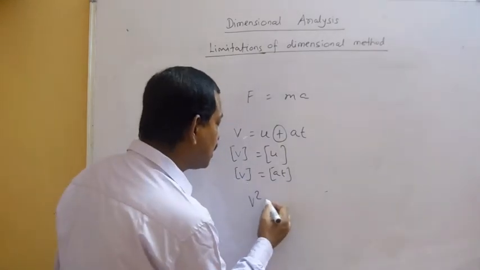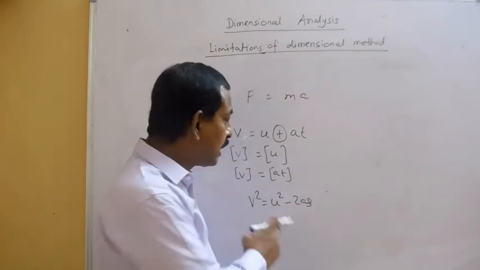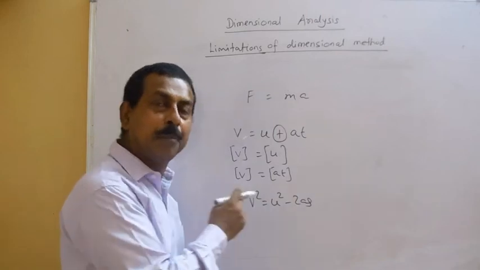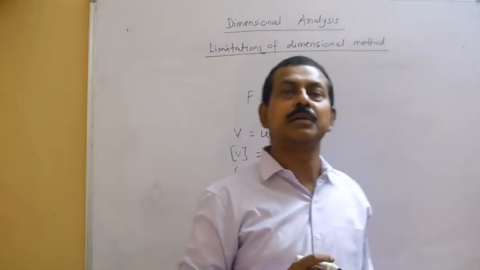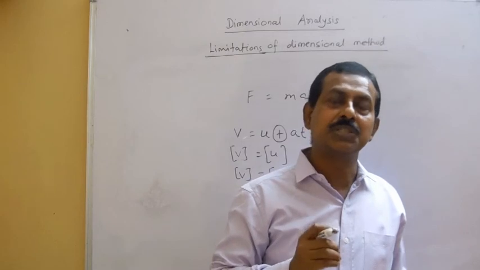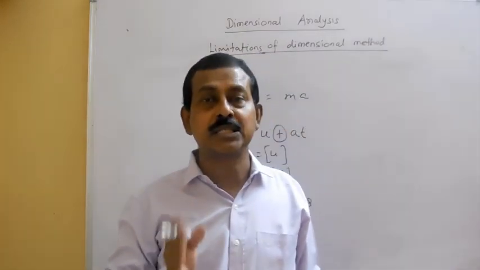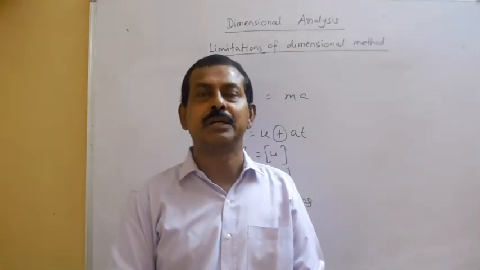We cannot get a relation like V square minus U square equals 2AS. We cannot get this relation in this form by the dimensional method. We can use the dimensional method only to get the functions or relations which are given by a product or division, not by sum or difference. So these are the limitations of the dimensional method.